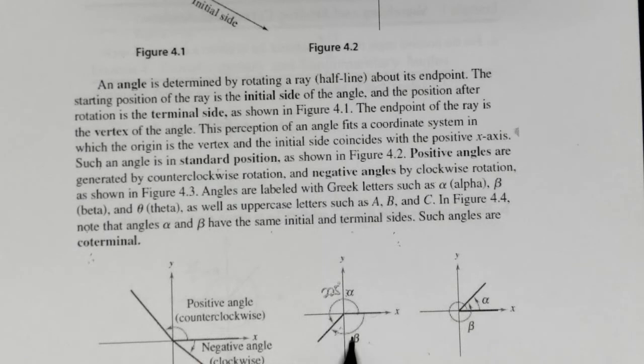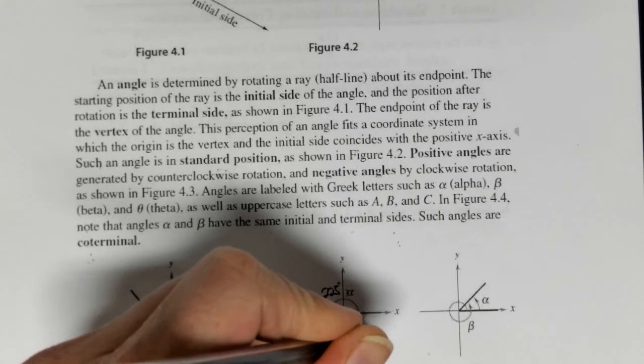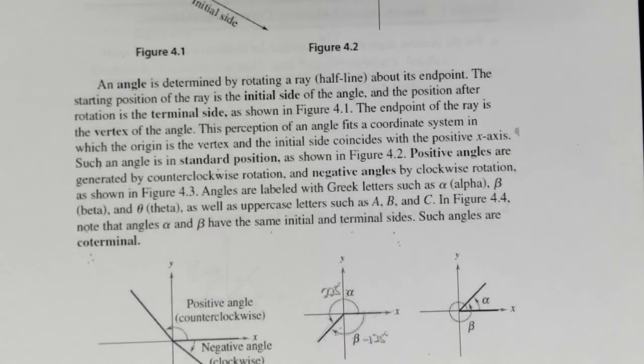Well, this angle beta has an initial side here and a terminal side here, right? So let's just say that's negative 135 degrees. These two angles have the same initial side and they have the same terminal side. Since that's the case, these two angles would be called coterminal. If they have the same initial and the same terminal sides, then they are coterminal. So 225 degrees and negative 135 degrees would be two angles that are coterminal.